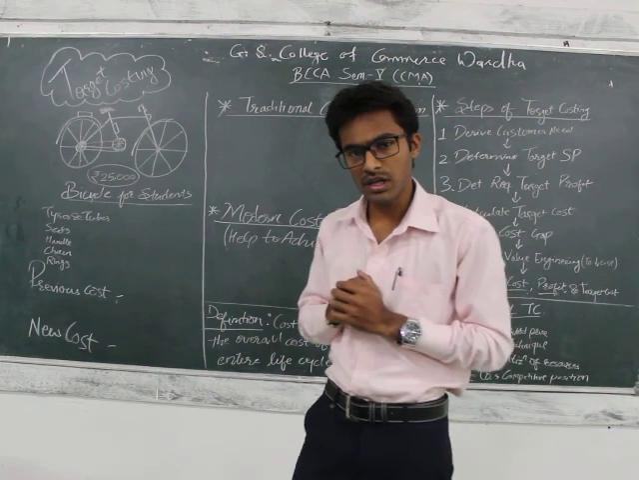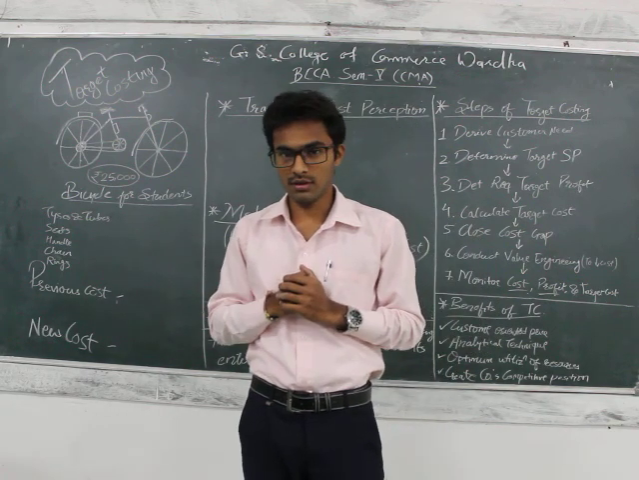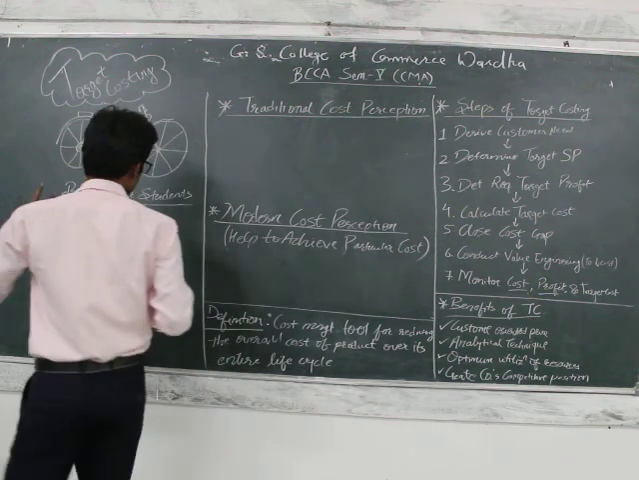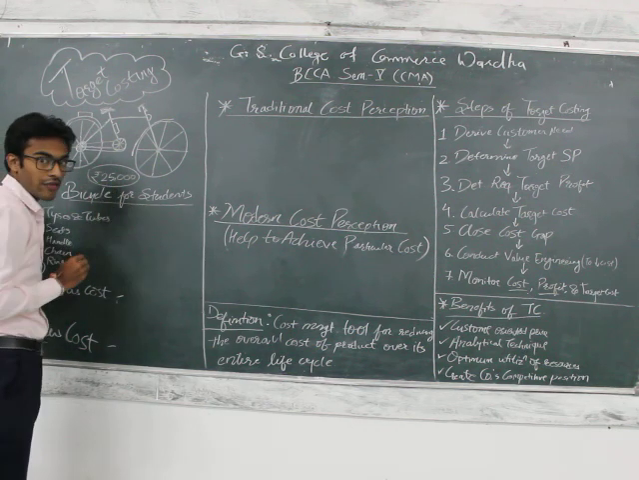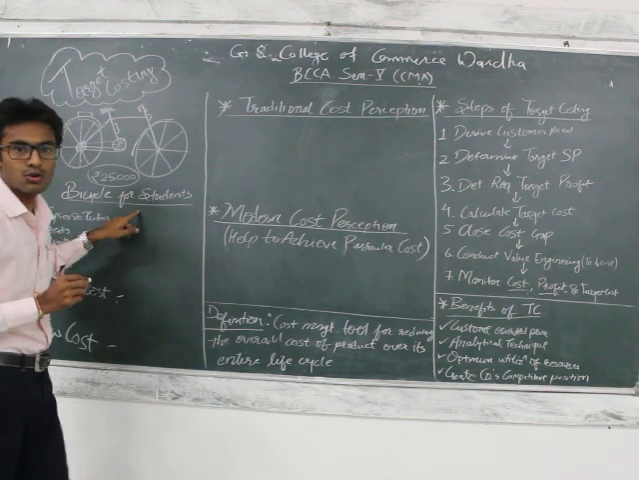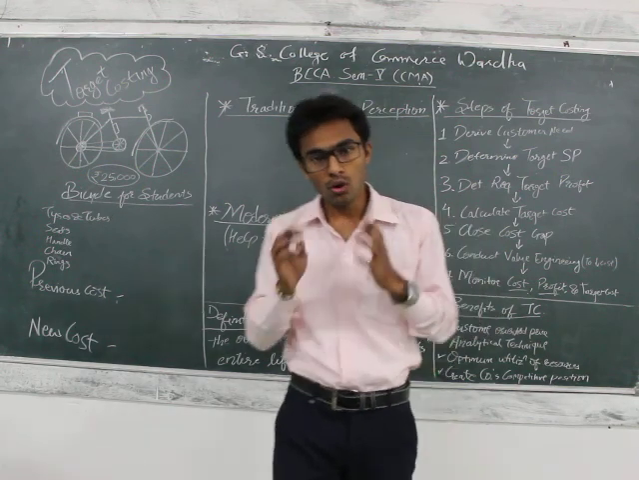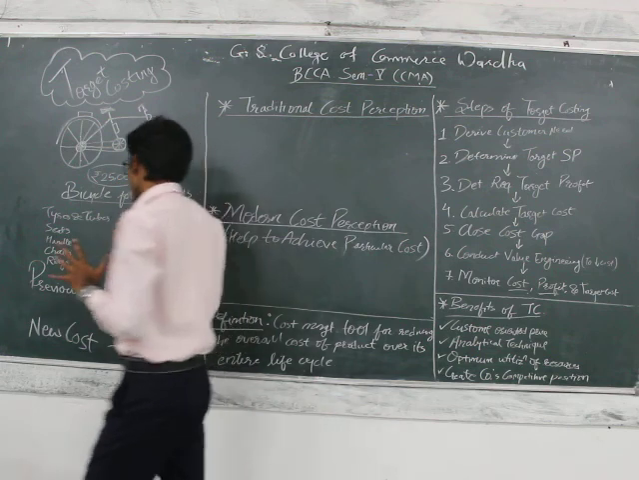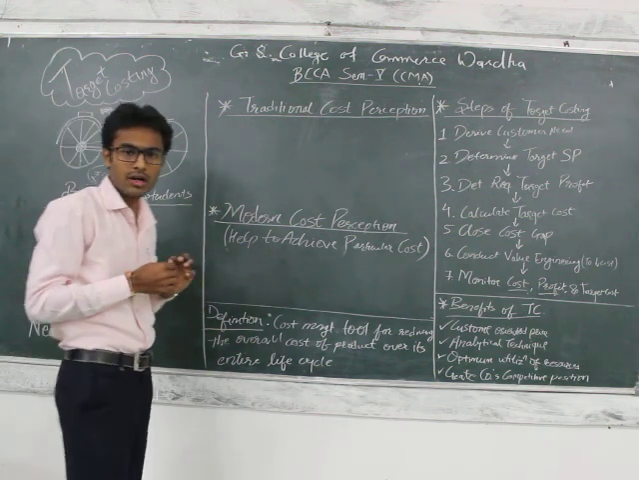XYZ Limited wants to introduce a cycle for students. We want to manufacture bicycles for students. One of our engineers has provided this model, but the problem is its cost is 25,000, and since we are discussing this for students, will it be affordable for students to spend 25,000 on a bicycle to go to school and come back home?